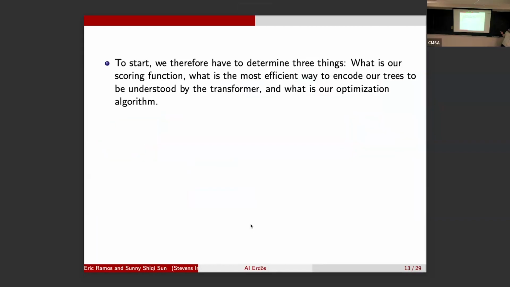Okay, so to start, we have to determine three things. Number one, what is the scoring function? Number two, what is the most efficient way to encode our trees to be understood by the transformer? And number three, what is the optimization algorithm? Okay, these are the three things we'll need.